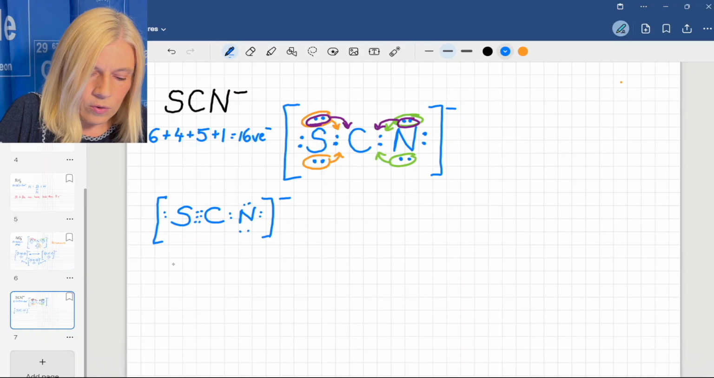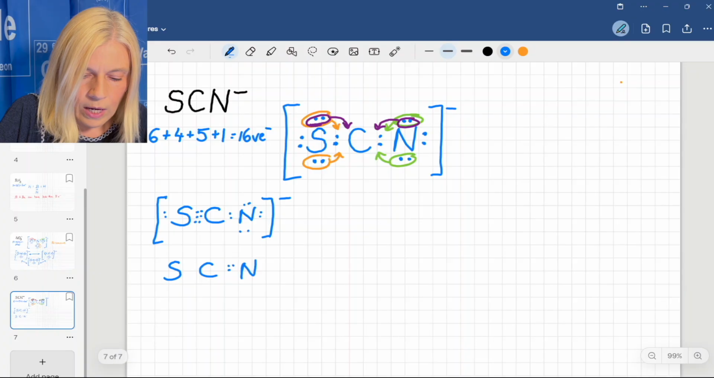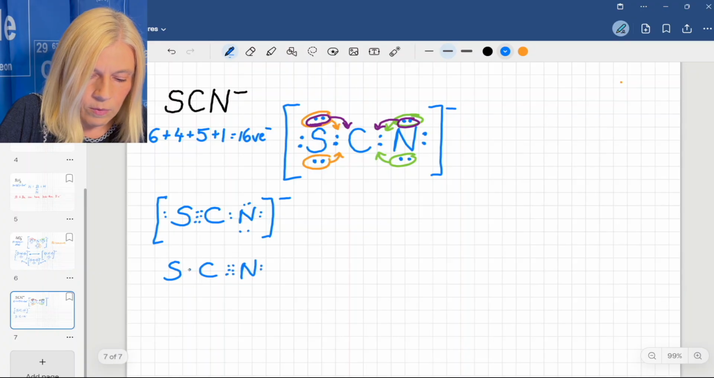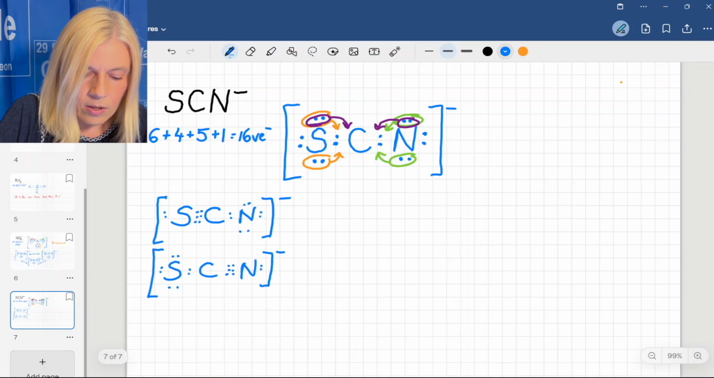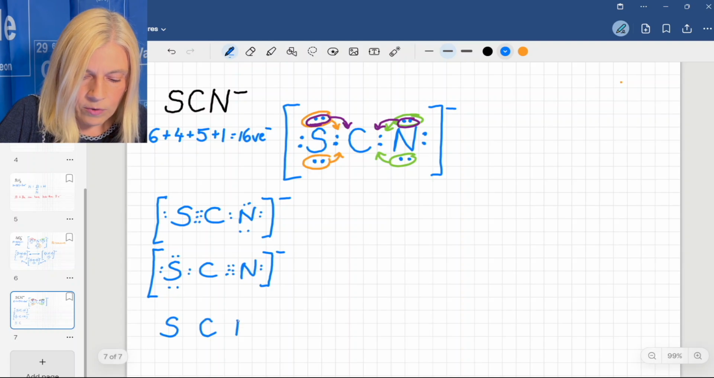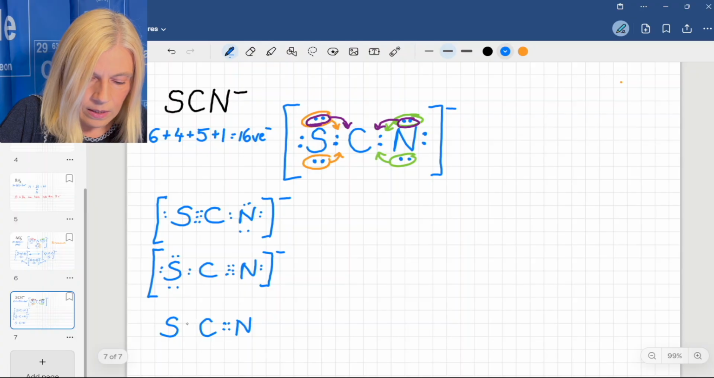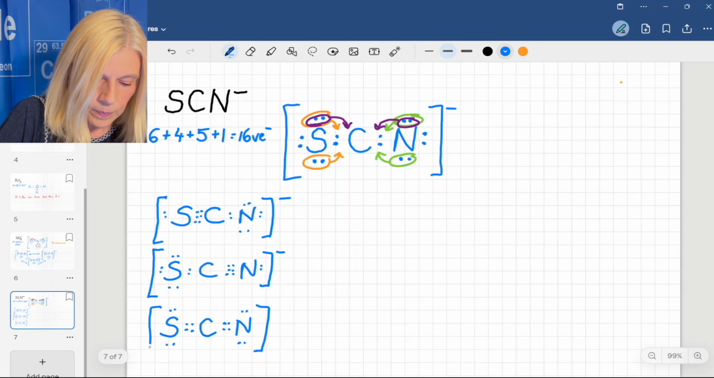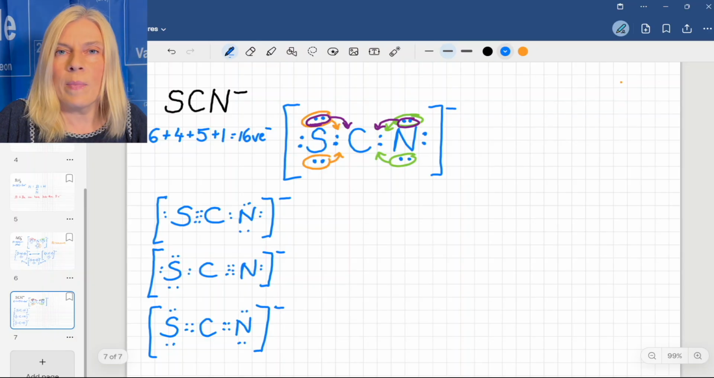Choice number 2 was green. So we have S, C, N. We're going to do our triple bond here, and we will do our single bond here. We do our bracket. Here is our 16 electrons. And the third choice was to do a double bond from each end. And we're going to have these electrons here. Here we go. And remember our brackets. Okay, which one is the best?